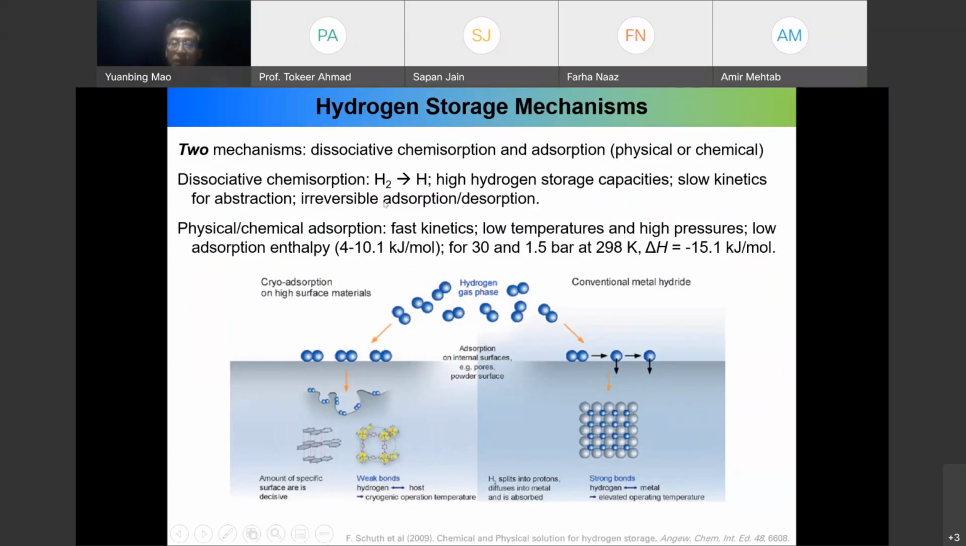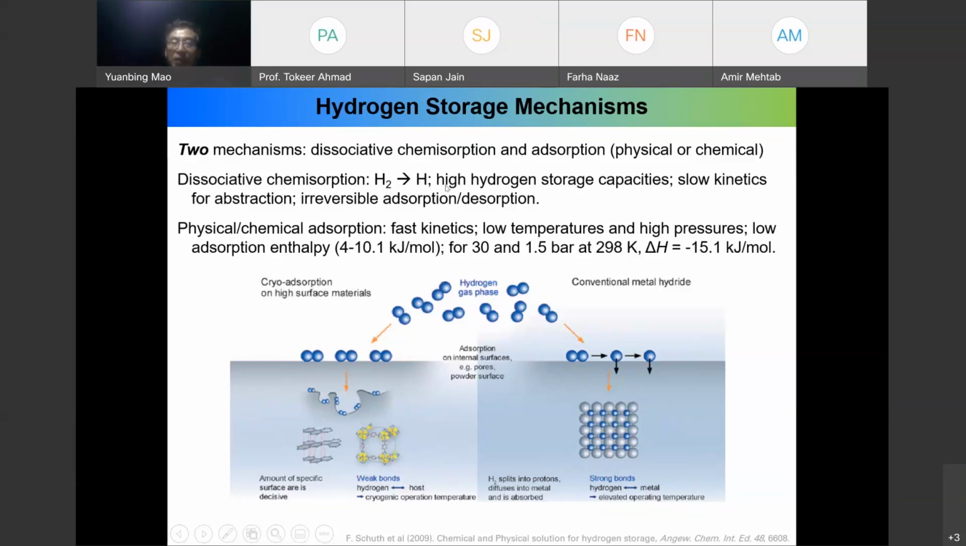So the adsorption is more physical or chemical. It could be physical and chemical adsorption, right? So the dissociative chemisorption can dissociate hydrogen molecules into hydrogen atoms. Okay, so that's what it means. I will show you one example related to this.